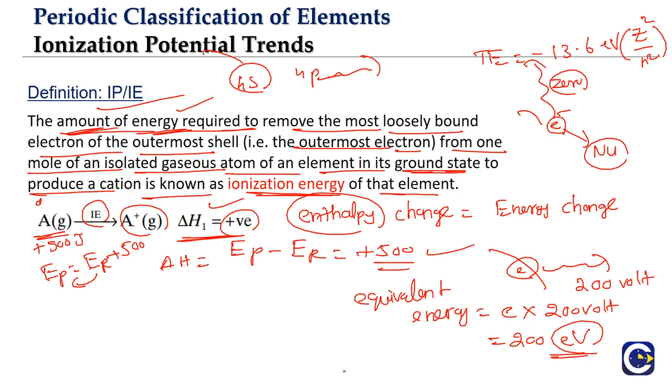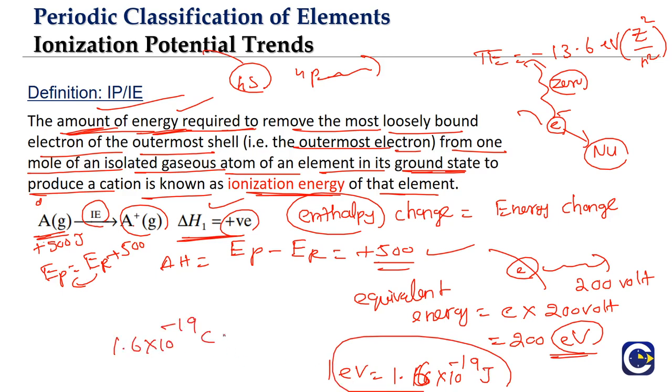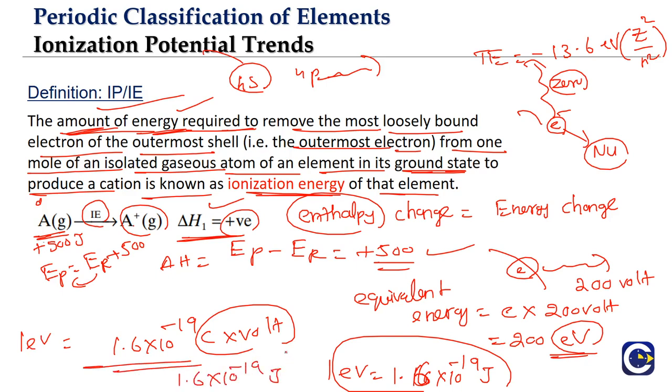Remember, we even talk about it in the structure of the atom. What is the relation? 1 electron volt is equal to 1.6 into 10 power minus 19 joules. How does this come? Electron charge is 1.6 into 10 power minus 19 coulombs into volt. What is coulomb into volt? Joule. That is the reason why 1 electron volt is equal to 1.6 into 10 power minus 19 joules. That is the conversion. It is a small unit of energy.